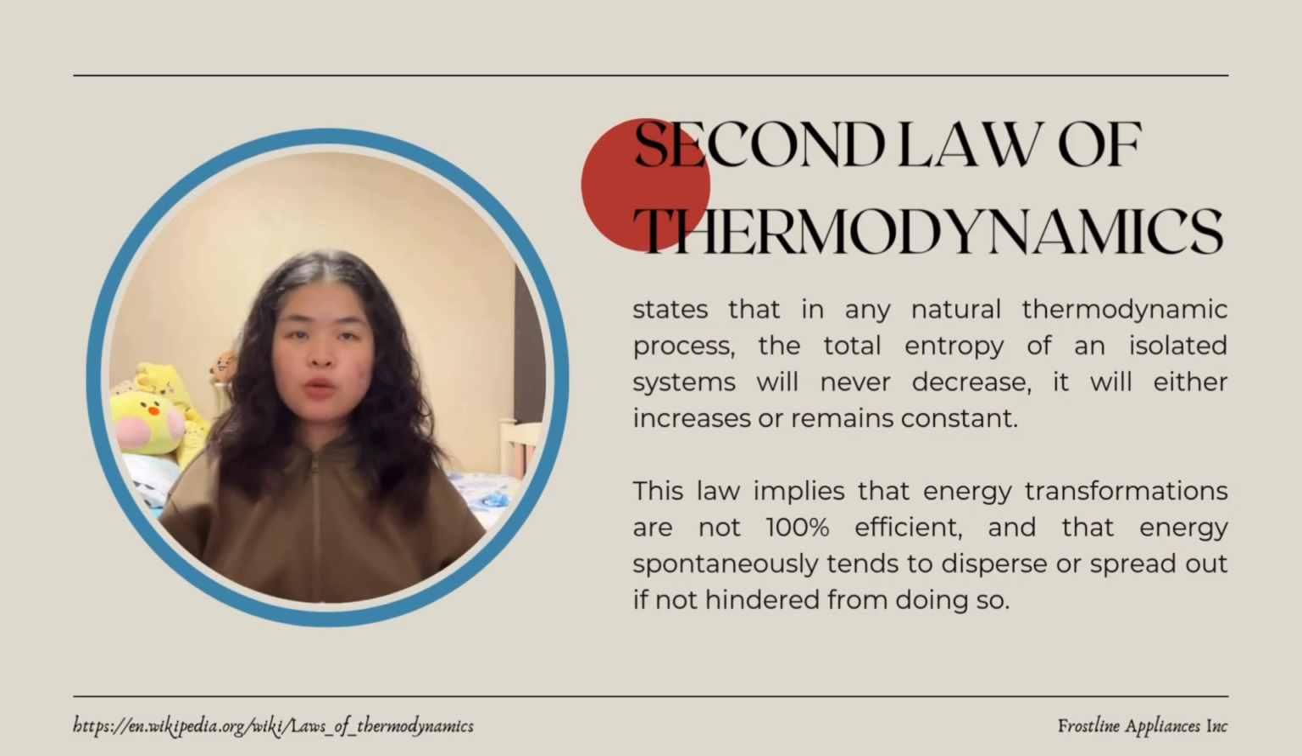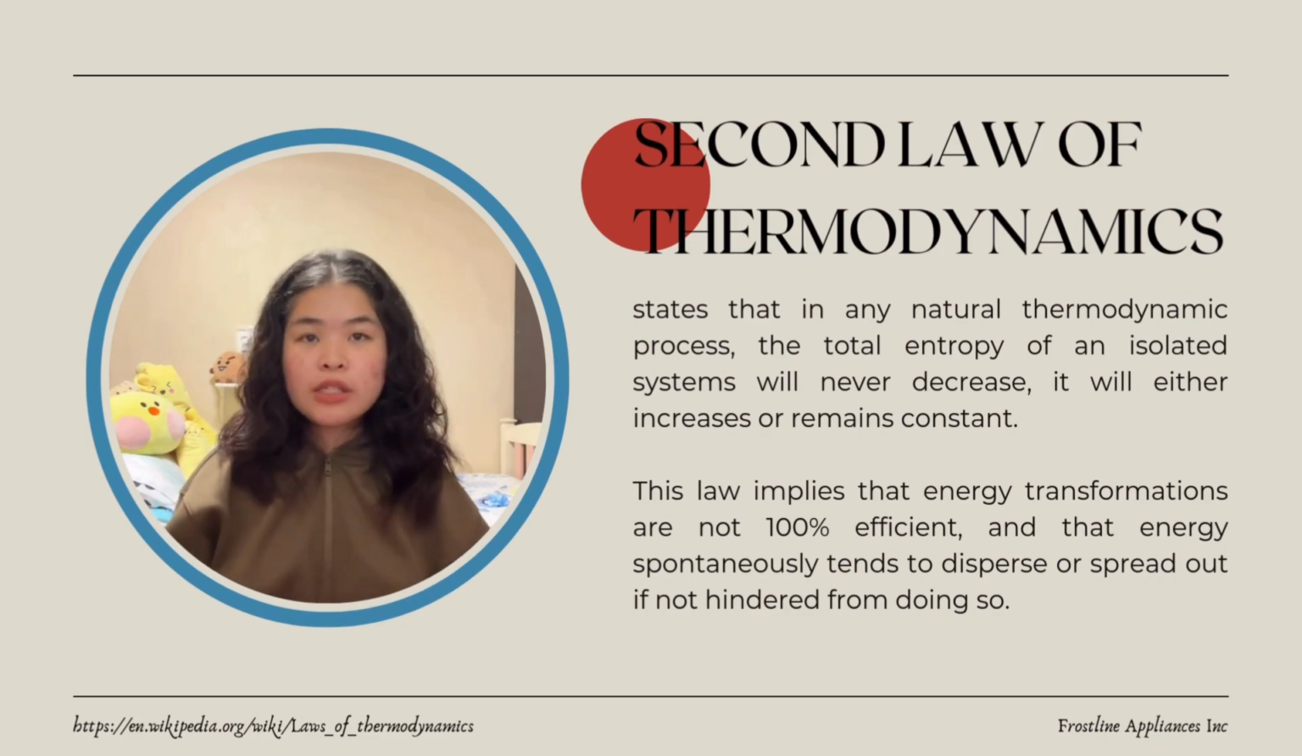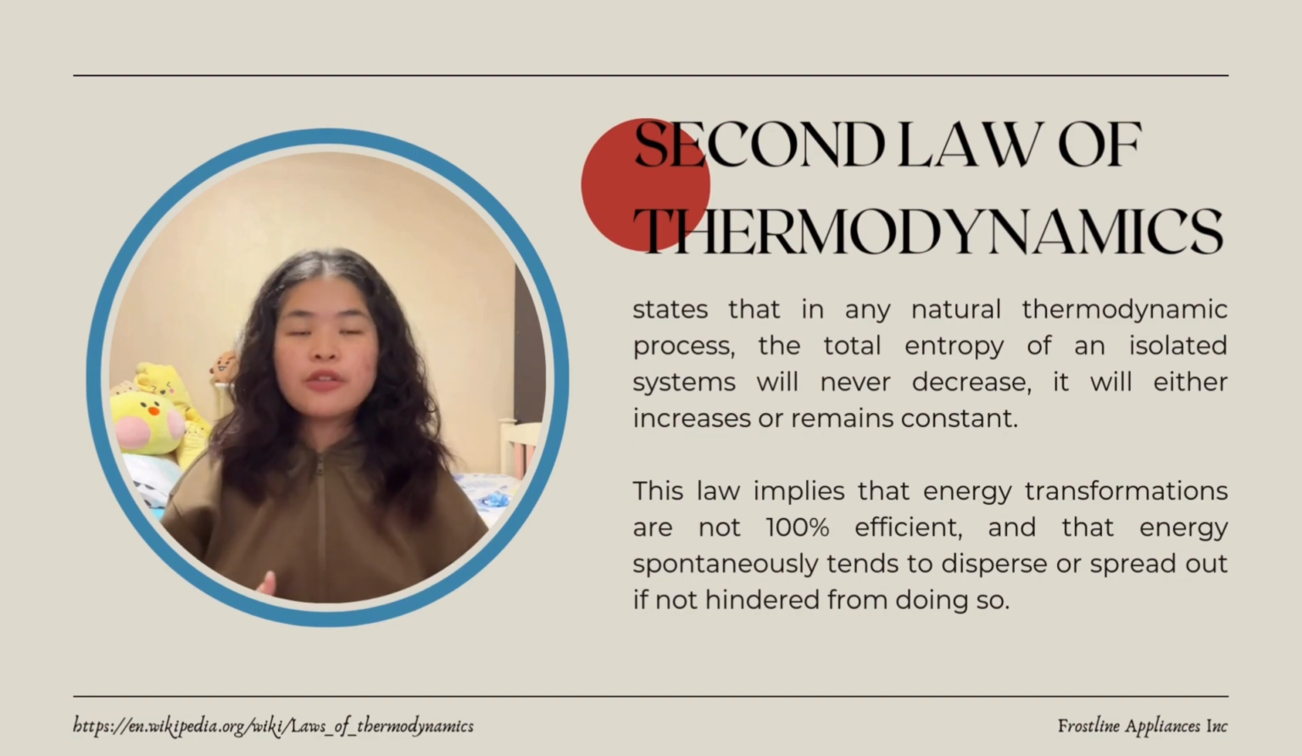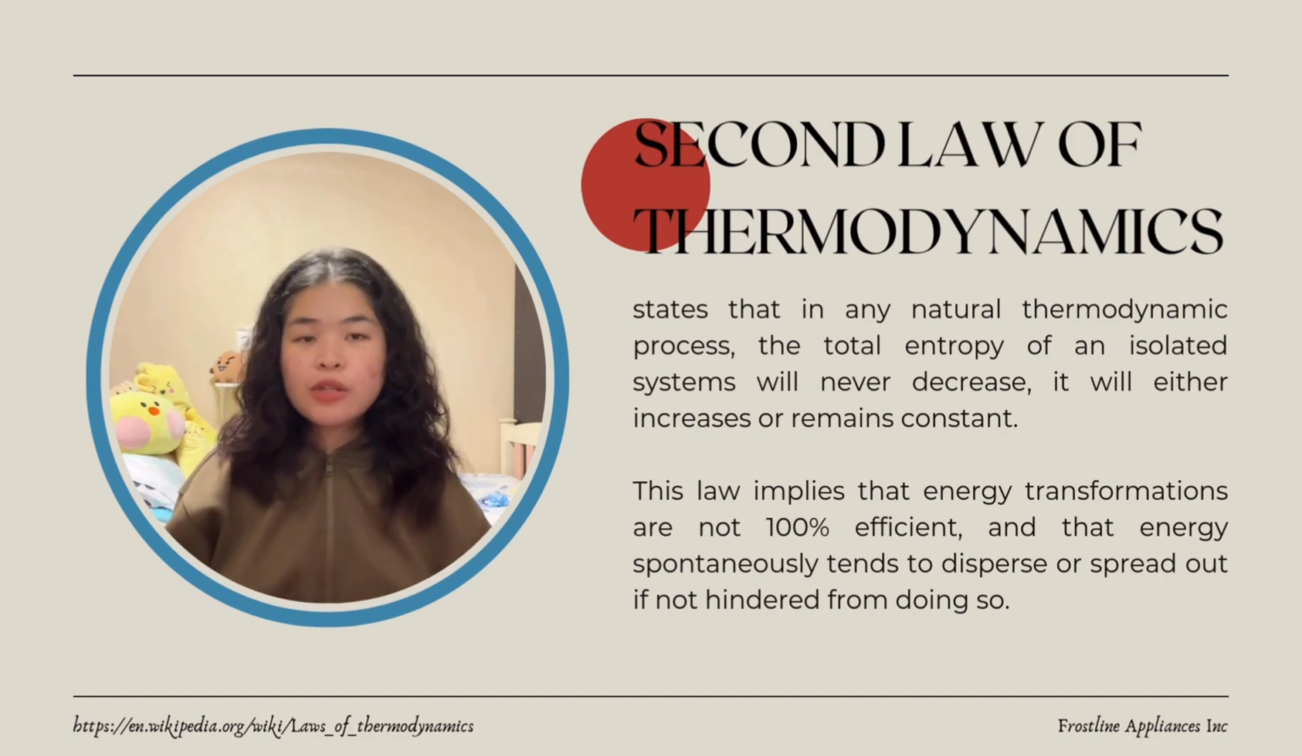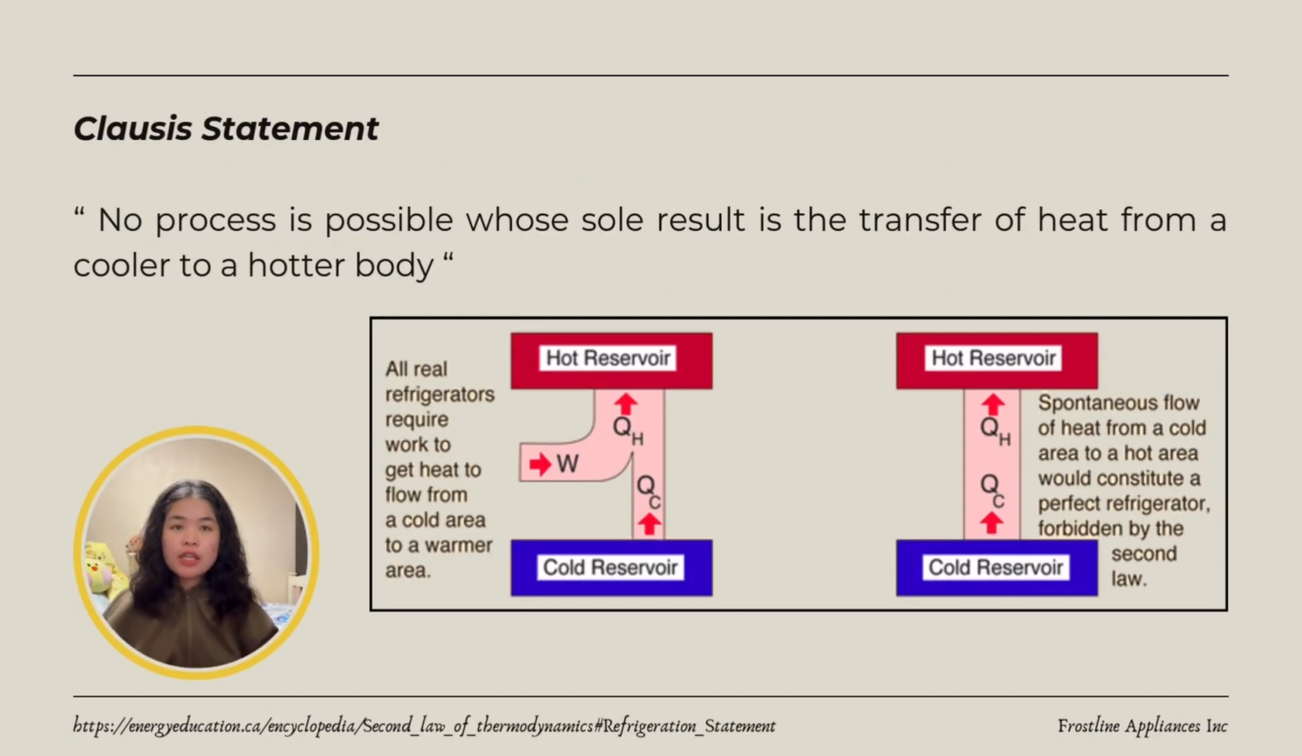Instead of allowing heat to move from the cold interior to the warmer surroundings, a refrigerator actively pumps heat out of the cold space and releases it into the warmer room. This process is achieved by applying external work. Here we refer to the Clausius statement of the second law, which says, no process is possible whose sole result is the transfer of heat from a cooler to a hotter body. In simple terms, to move heat from a cold area to a warmer one, energy must be supplied. This is exactly how refrigerators work, by applying work through a compressor to drive heat in the opposite direction.